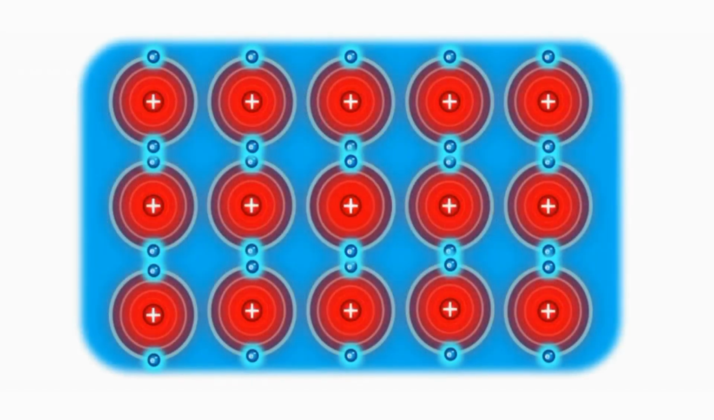And then here's the metallic bond, which is a sort of covalent bond, okay? And here you have an atom, right, one of those.